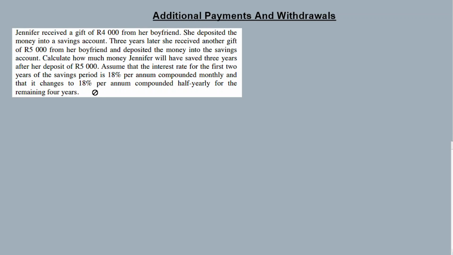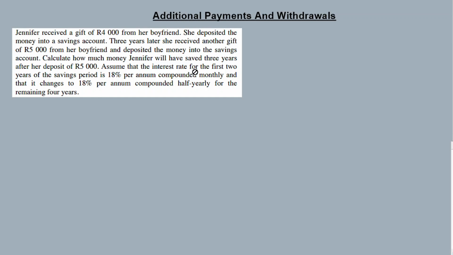So le savings account le izoba opened for a period of 6 years, ne? According to the statement, calculate how much money Jennifer will have saved 3 years after a deposit of 5,000 rand. Let the 5,000 rand le deposited 3 years after 4,000 rand. So in total it's 6 years.